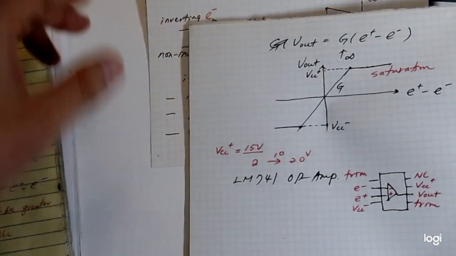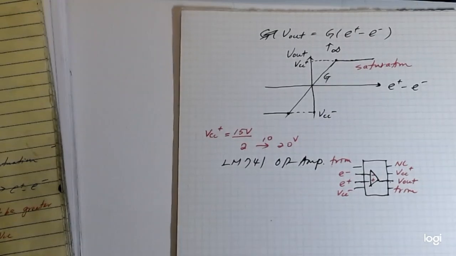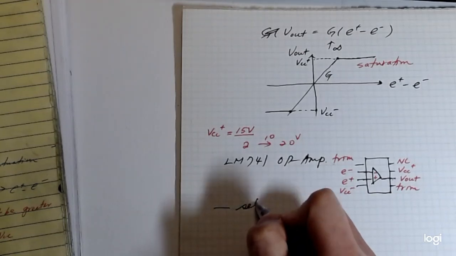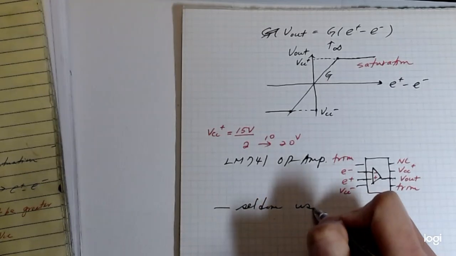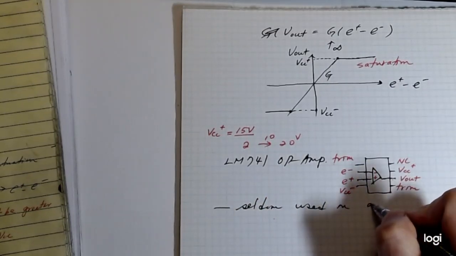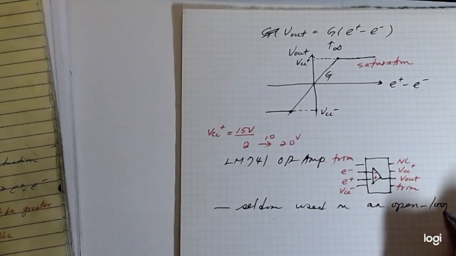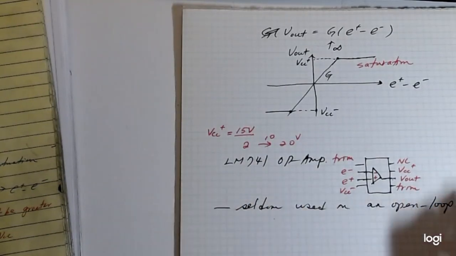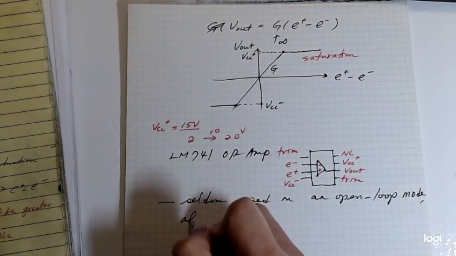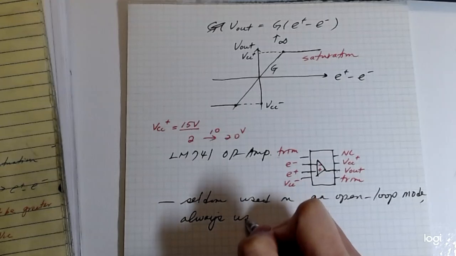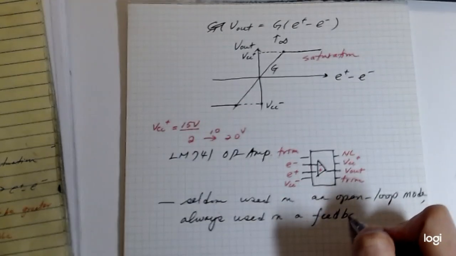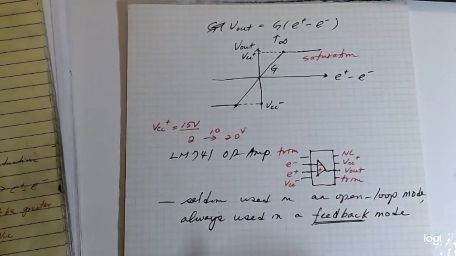So this op-amp in open loop mode is seldom used. It is always used in a feedback loop, closed loop feedback mode.